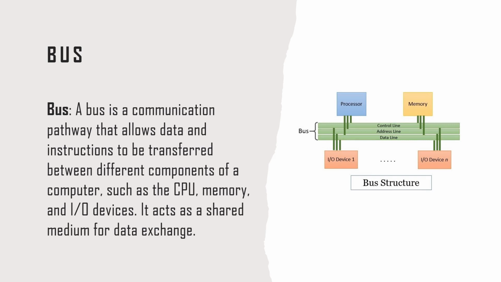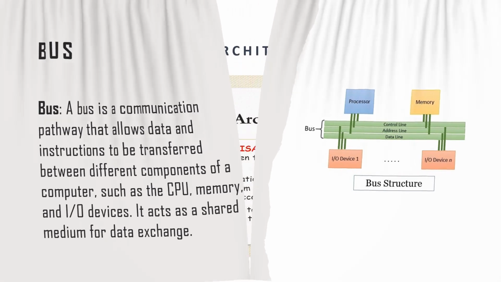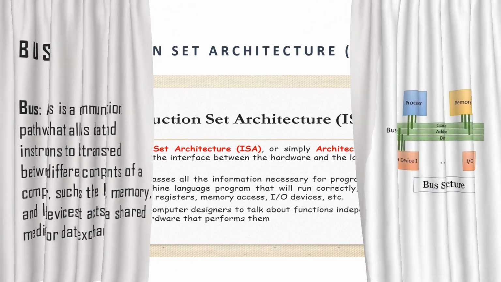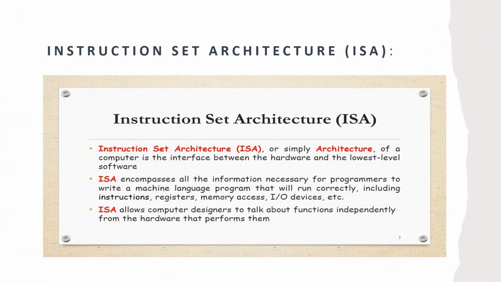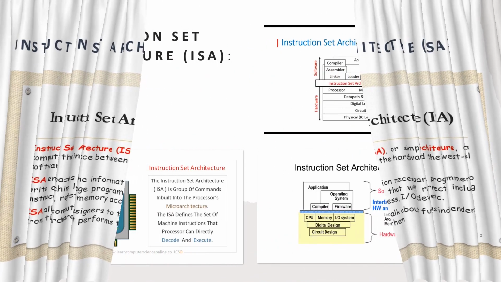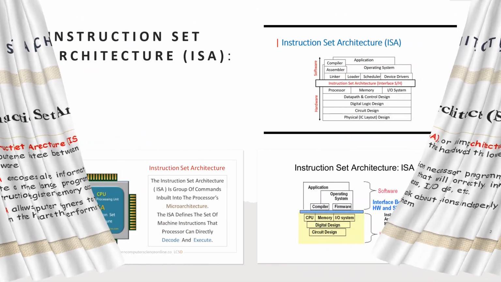Sixth, we try to understand about instruction set architecture, ISA. ISA defines the set of instructions that a CPU can execute, as well as the programming model and the registers available for use. It serves as an interface between the hardware and software, enabling software developers to write programs that can run on different computer systems.